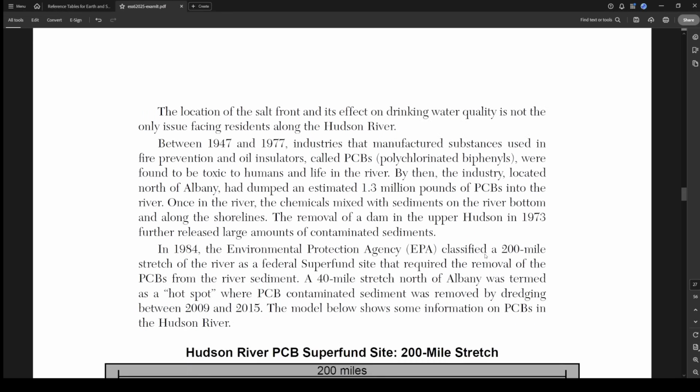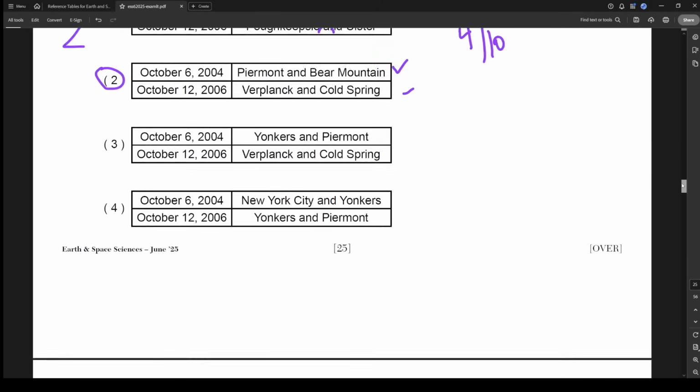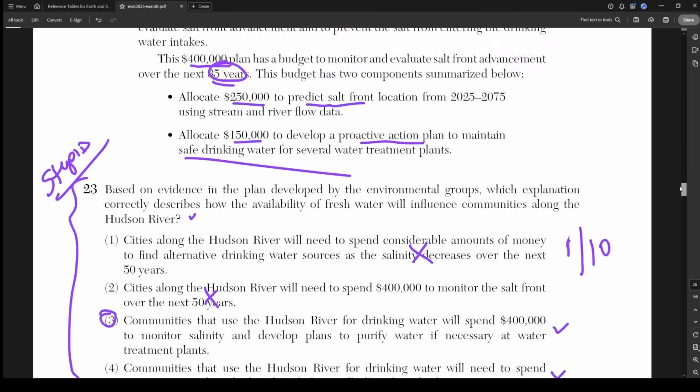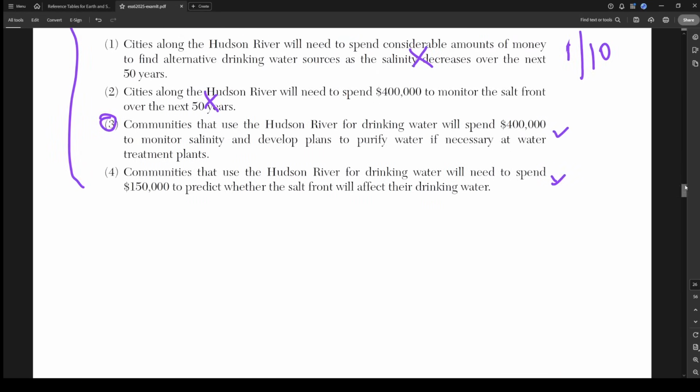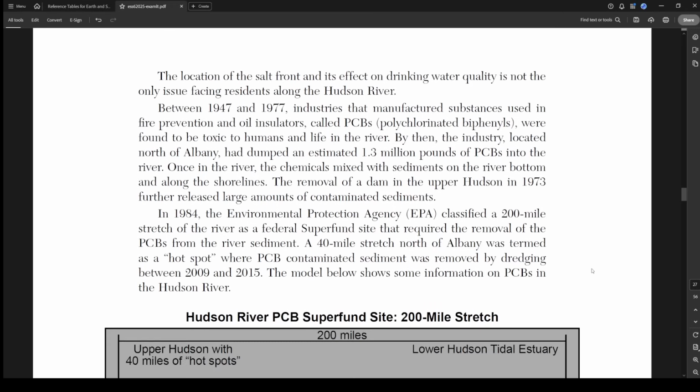Okay, let's go on. The location of the salt front and its effect on drinking water is not the only issue facing residents along... I mean, I can't believe we're still talking about this salt front. Look how many words we're reading about this salt front. It's so many words. This is the problem. My first gripe with this, it's just too long.